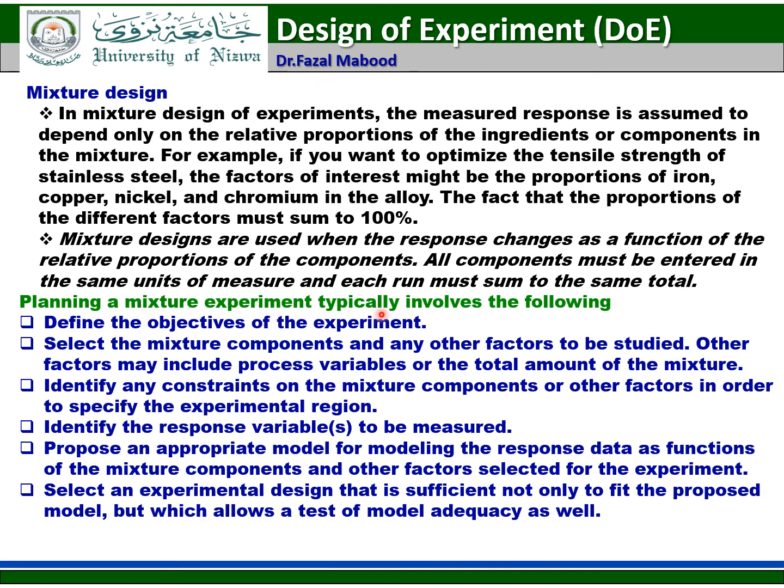Planning a mixture experiment involves the following: define the objective of the experiment, select the mixture components and any other factors to be studied. Other factors may include process variables or the total amount of the mixture. Identify any constraints on the mixture components or other factors in order to specify the experimental regions, identify the response variable to be measured, and propose an appropriate model for modeling the response data as a function of the mixture components and other factors selected for the experiment. Select the experimental design that is sufficient not only to fit the proposed model but which allows a test of model adequacy as well.